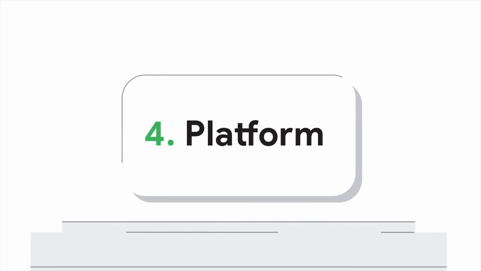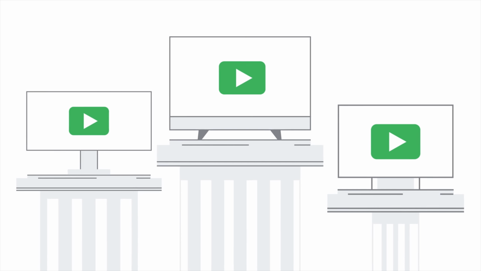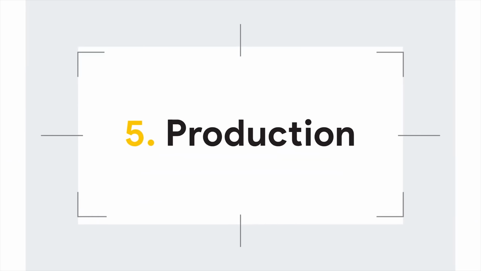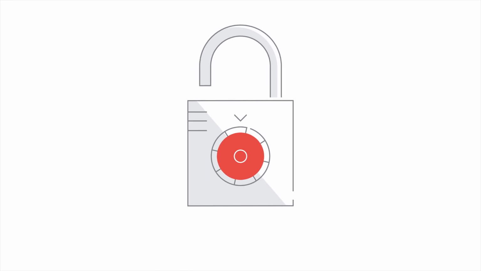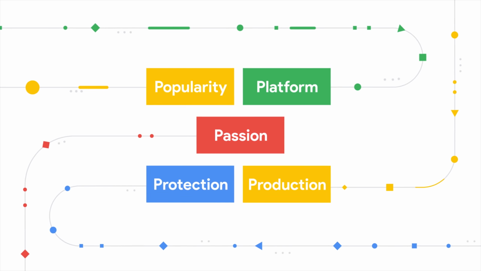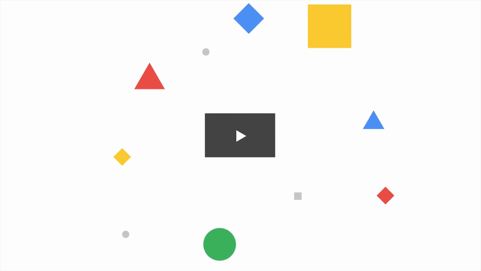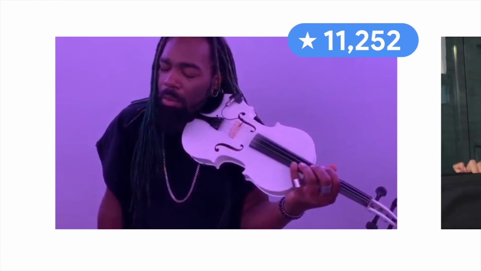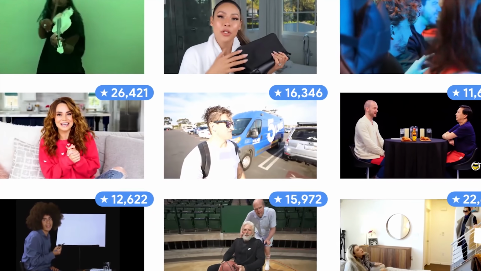Platform highlights content that's more frequently watched on large screens, such as TV screens, by a rapidly growing audience of empowered viewers. Production includes content that employs sophisticated camera work and cinematic technique. And since we can access a multitude of proprietary signals that no third parties can, P-score is also proprietary. Popularity, passion, protection, platform, and production, all proprietary signals combine to surface among the most engaging and brand-appropriate content on YouTube across music, beauty and fashion, video gaming, and other key categories.